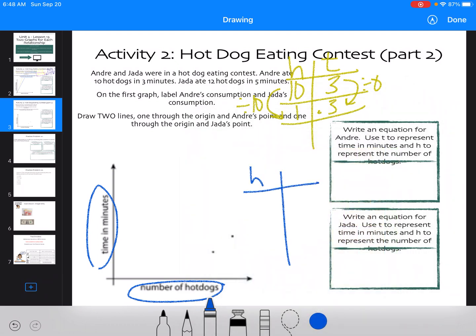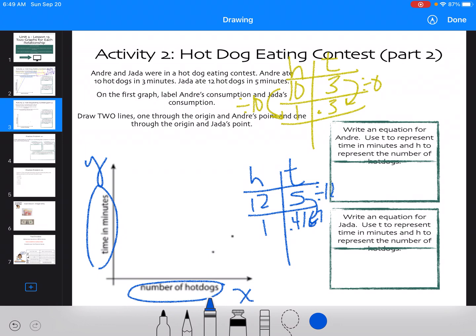So hot dogs is the X, time is the Y, because this is always my X, and this is always my Y. So 12 and 5. So I know this would be 1. So 5 divided by 12 in that order. So I'm going to use my handy dandy calculator. And I get a crazy number. 0.4167, whatever. I'll probably use the fraction in my equation.